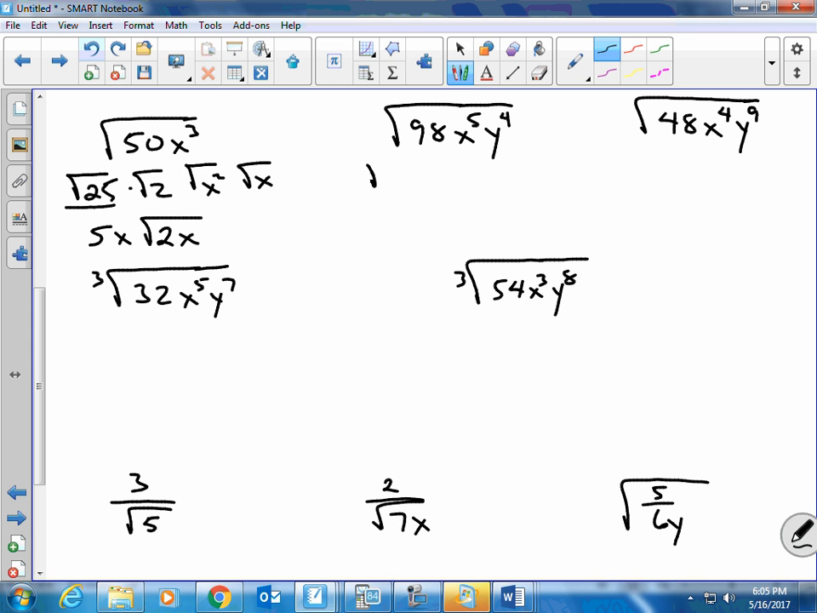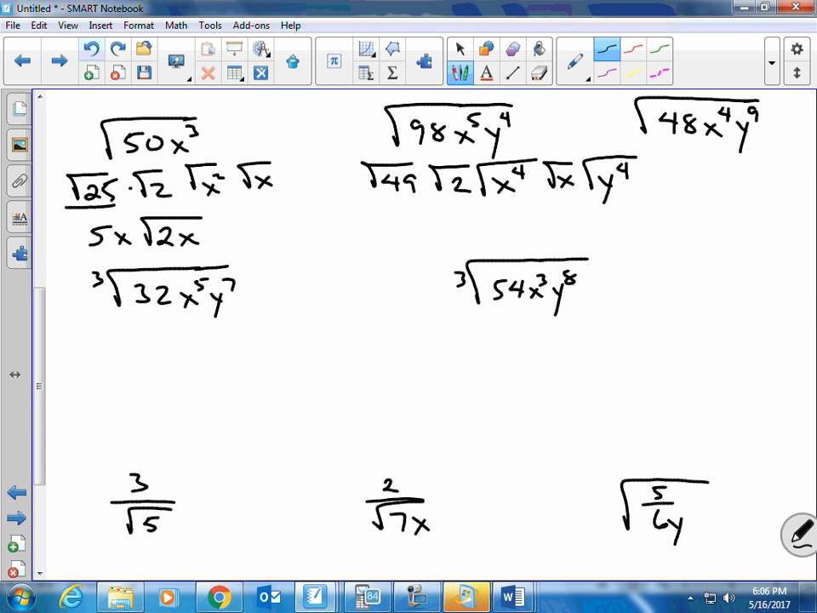98. 98 is the square root of 49 times the square root of 2. X to the fifth is x to the fourth times x. Y to the fourth is y to the fourth. Y to the fourth is a perfect square.